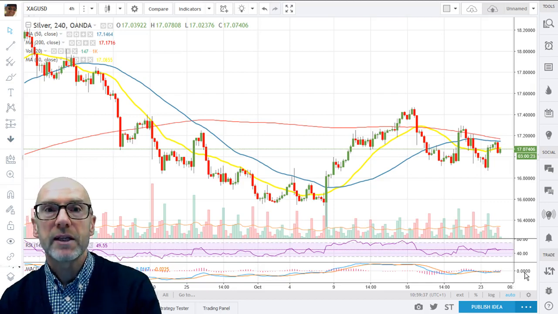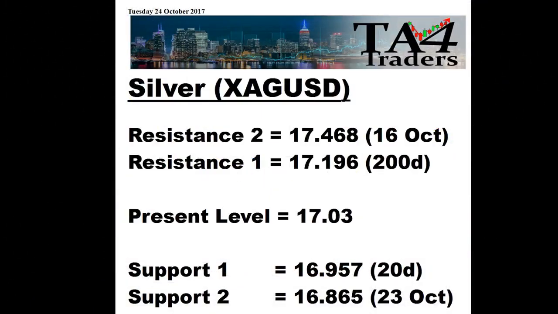Just looking at the support and resistance levels. So we've got resistance at the 200-day, 17.2, with second resistance from the high 16th October, 17.468, with the first support at 16.957 from the 20-day. That is critical. And the second support was yesterday's low, 16.865. So that's been TA for Traders looking at silver.